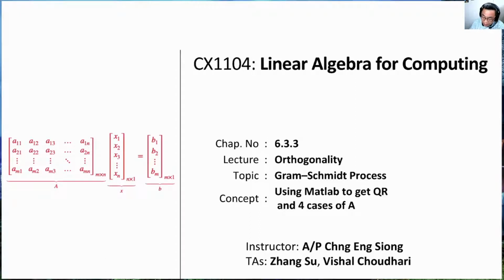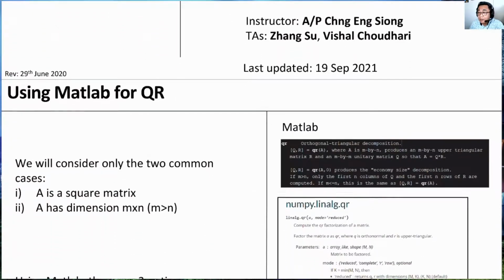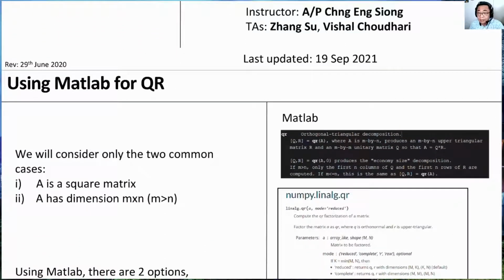This is CX1104 Linear Algebra for Computing Chapter 6.3.3. In today's lecture, we'll use MATLAB to get QR decomposition for 4 cases of A, where A has dependent and independent columns. A is tall and skinny, and A is square.